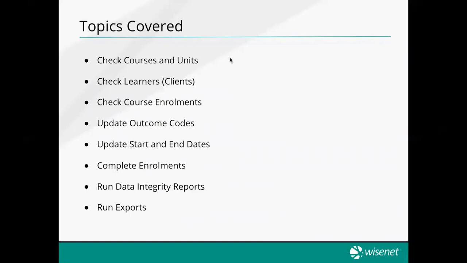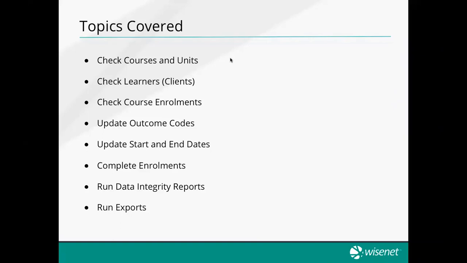For people who attended my funded end of the year reporting last December, you would know most of these, or how to check the courses, the units, how to check the learners, the course enrollments and everything. But today I really want to concentrate on just showing you how you can update the learner profiles, especially the demographic details, the outcome codes, the dates, the start and end dates for the courses, for your qualification issue date, the unit dates, and of course, how to finalize your learners, and also run some data integrity reports in terms of finding any missing or blank fields.